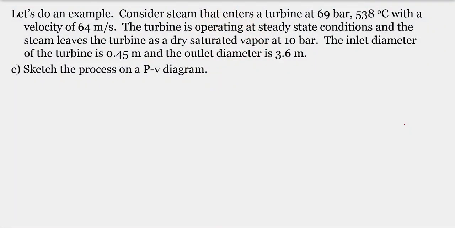Now what I want you to do is sketch for me what this process looks like as the steam enters the turbine at state 1 and exits the turbine at state 2. So put that on a PV diagram. I want you to include the dome and label the states at the inlet as 1 and the exit as state 2. And that's where we'll start the next unit.